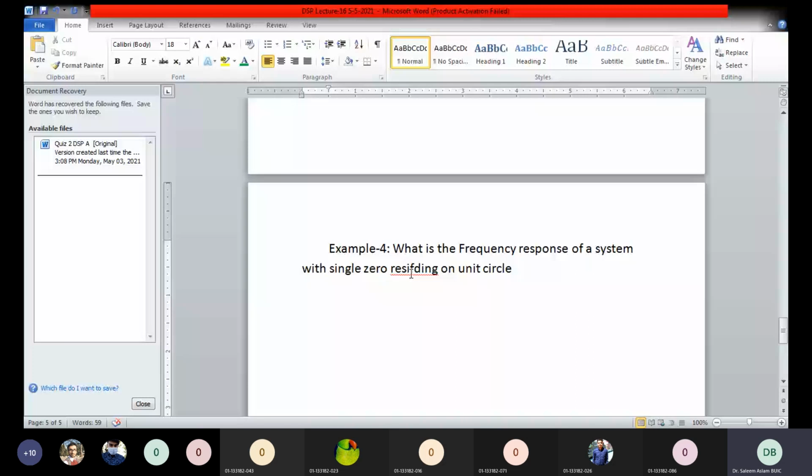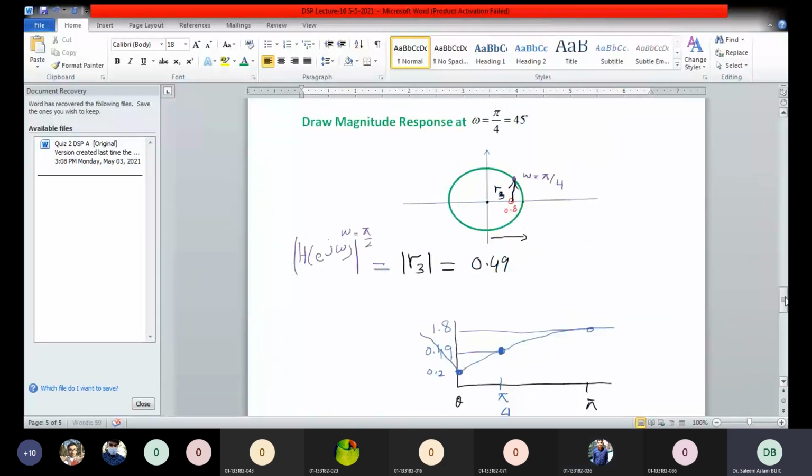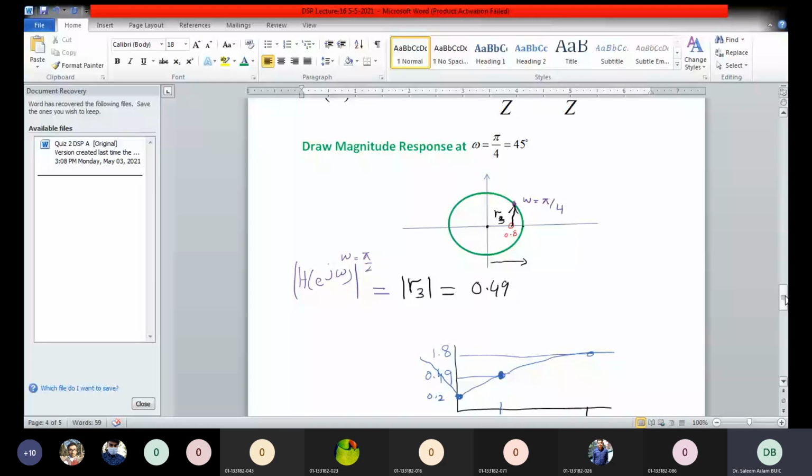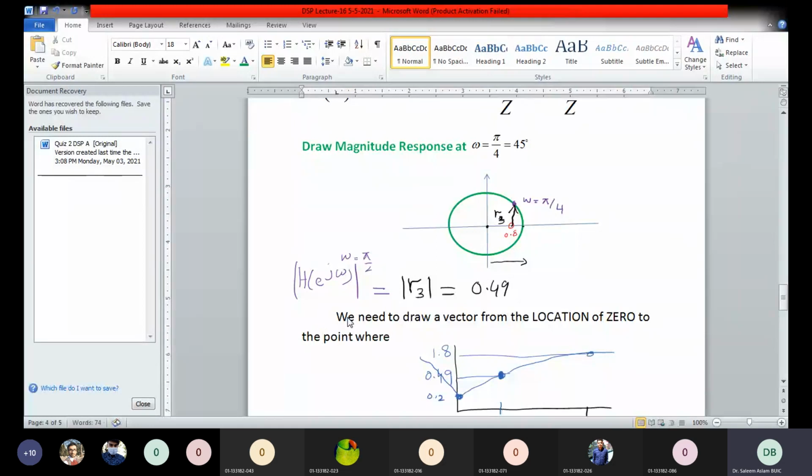Sir, the R3 that we just found above, can you explain it once again? Okay, no issue. Where did we find R3 from? We need to draw, let me write it in a sentence. We need to draw a vector from the location of 0 to the point where we want the frequency response. So what is the location of 0 here?